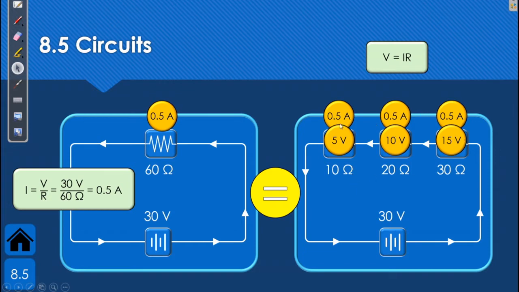If we add these three potential differences together, we should get the same as the total potential difference for the battery. And that's because each charge that leaves the battery must lose 30 volts of potential difference before it returns to the battery and gets charged up again.